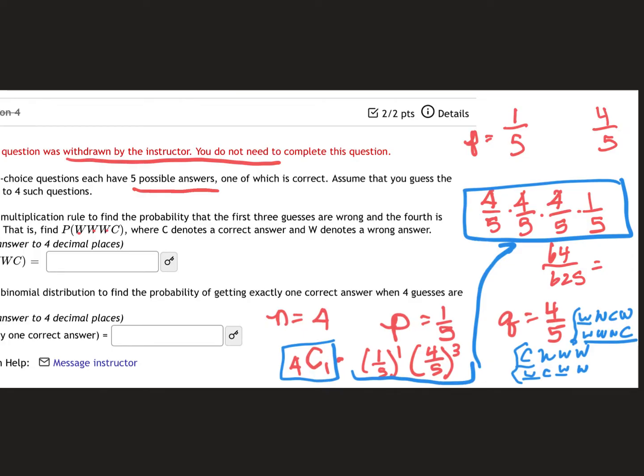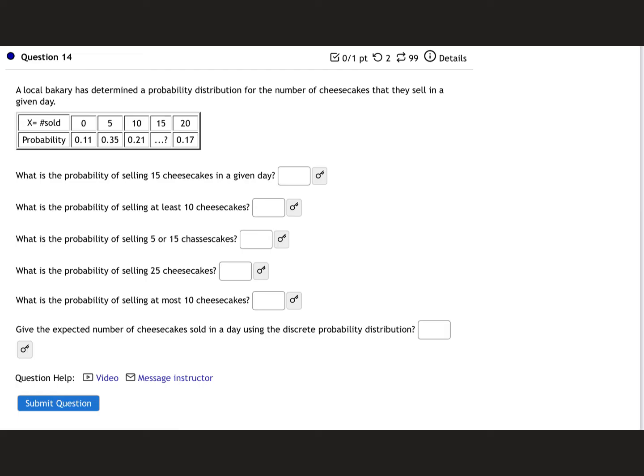All right, let's move on to the next one. So I went through that one anyway. All right, a local bakery has determined that the probability distribution for the number of cheesecakes that they sell on a given day is like here. They want to know first what this is. Well, all of this has to add up to 1. So if I take 1 minus 0.11, minus 0.35, minus 0.21, minus 0.17, then that would give me whatever is left. And that's what goes there.